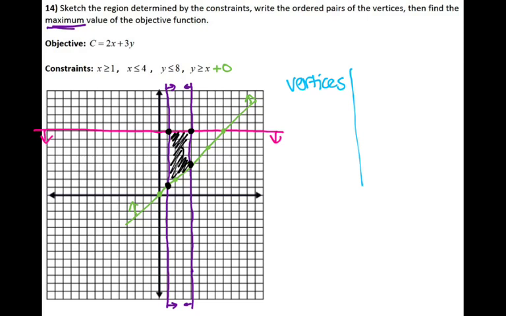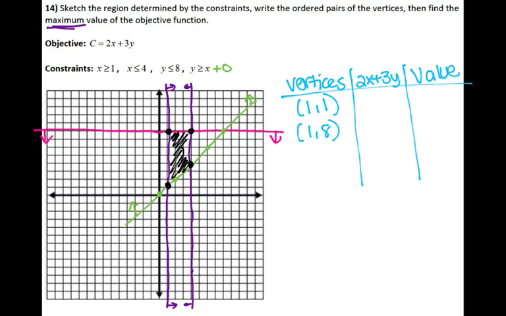What was my objective function? 2x plus 3y. And I am trying to find the max. So let's see. My first vertex is at (1, 1). I have another vertex at (1, 8). I have another one at (4, 4). And my last one is at (4, 8).